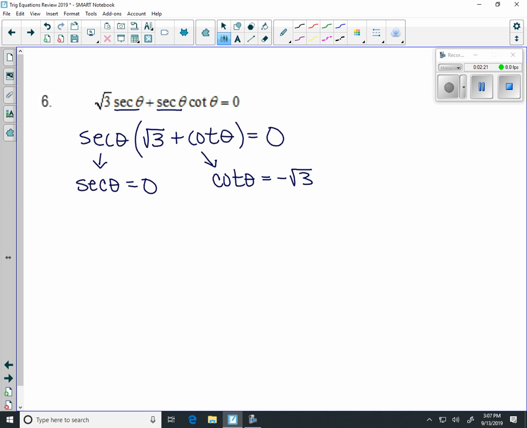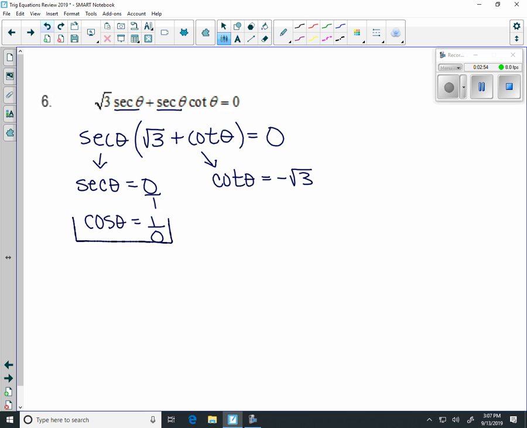I prefer not thinking in secants and cosecants and cotangents. I prefer thinking in cosines and tangents and sines. So I'm going to flip these. Cosine, if secant is 0, that means cosine is 0 over 1. I'm sorry. If secant is 0 over 1, then cosine is 1 over 0. Now, that is undefined. Cosine is never undefined. And so this does not give us a solution.